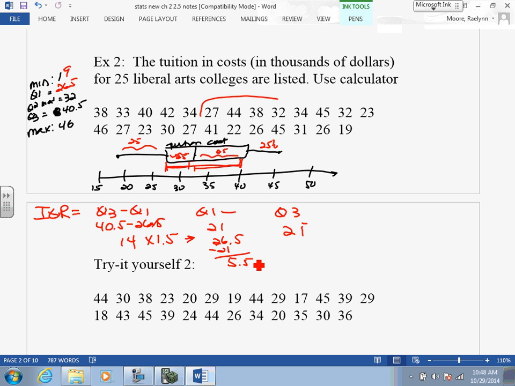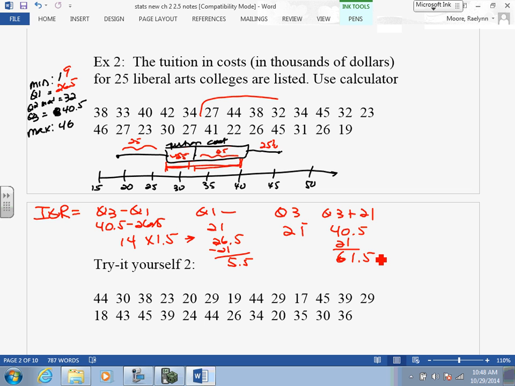Where would you find an outlier to the right or to the left of Q3? To the right. So aren't those numbers bigger? So we add Q3 plus 21, and we get 61.5. Do we have a piece of data that's greater than 61.5? No. Our max was 46. So therefore, this data set has no outliers.